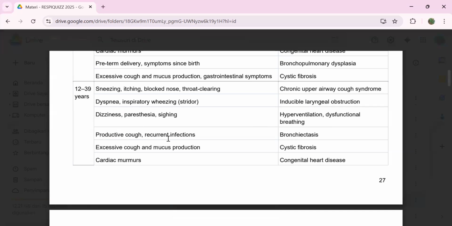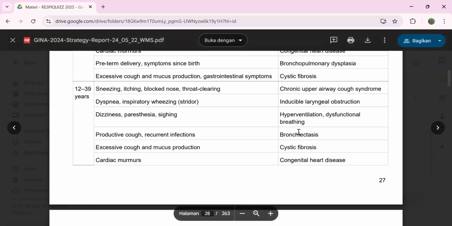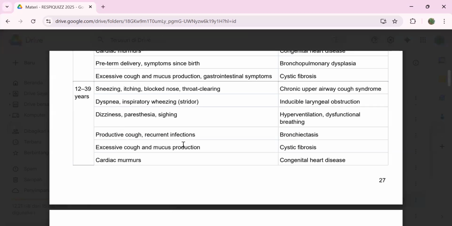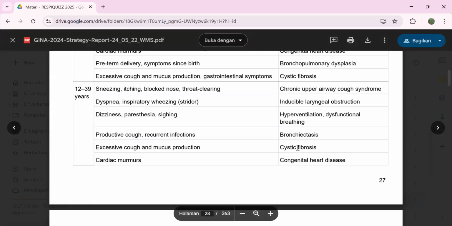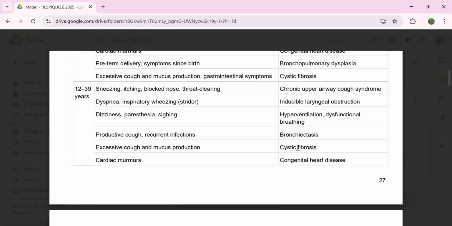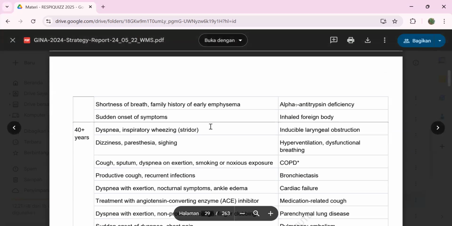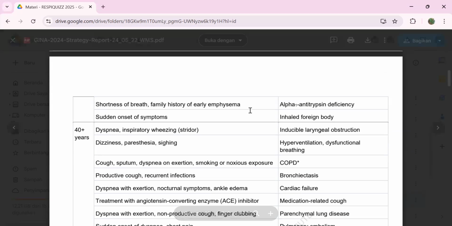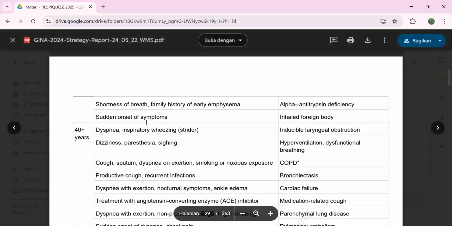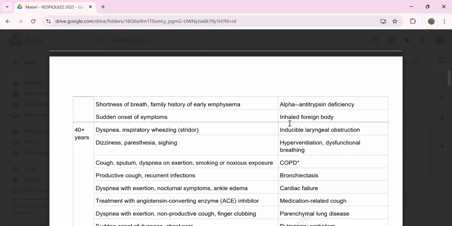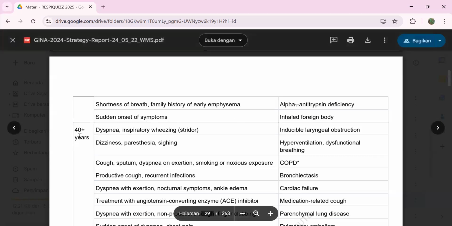If it is productive cough or recurrent infection, think about bronchiectasis. Excessive cough and mucus production, think about cystic fibrosis. In cystic fibrosis, bronchiectasis can also be found. Cardiac murmurs, think about congenital heart disease. Shortness of breath and family history of early emphysema, think about alpha-1 antitrypsin deficiency. Sudden onset of symptom, think about inhaled foreign body.